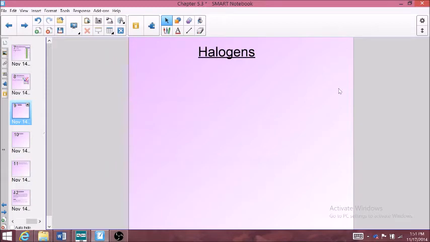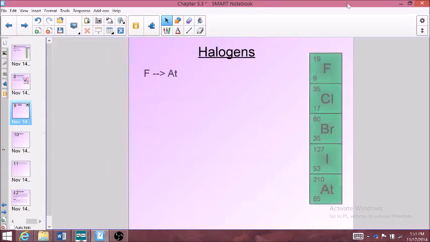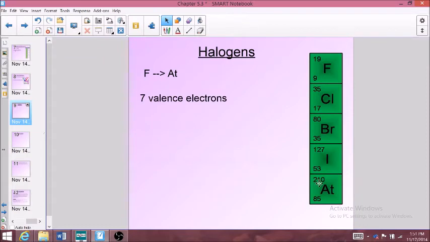Now the halogens are in group 7, and it includes the elements fluorine through astatine. And as you guessed, I'm sure, this group, they all have 7 valence electrons. And they're all very, very reactive. Just like the group 1 alkali metals, the halogens are all very reactive and usually only found in compounds.